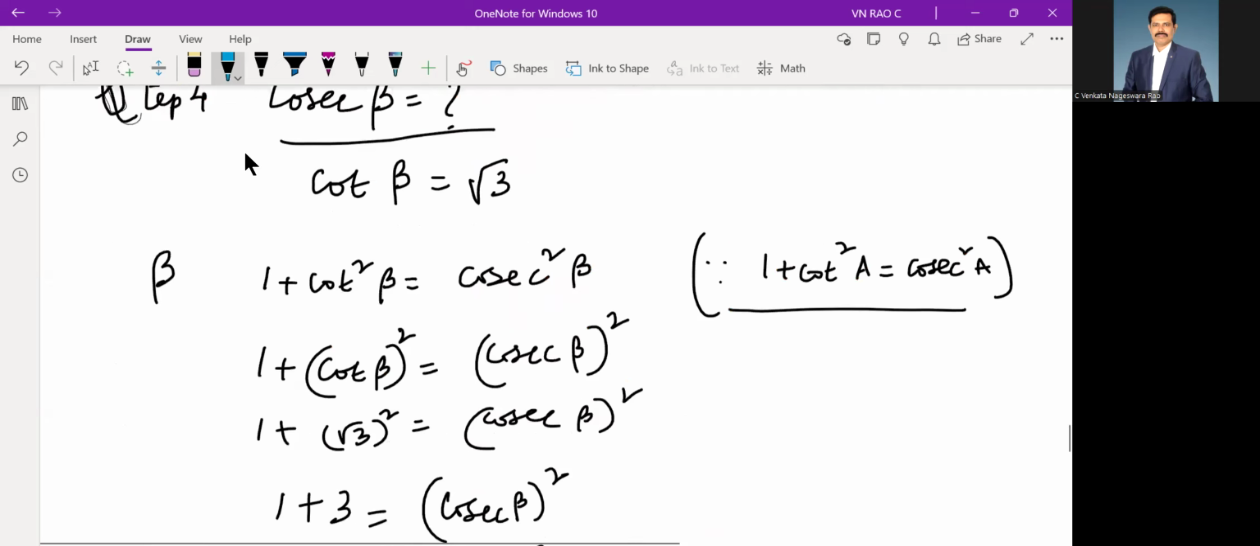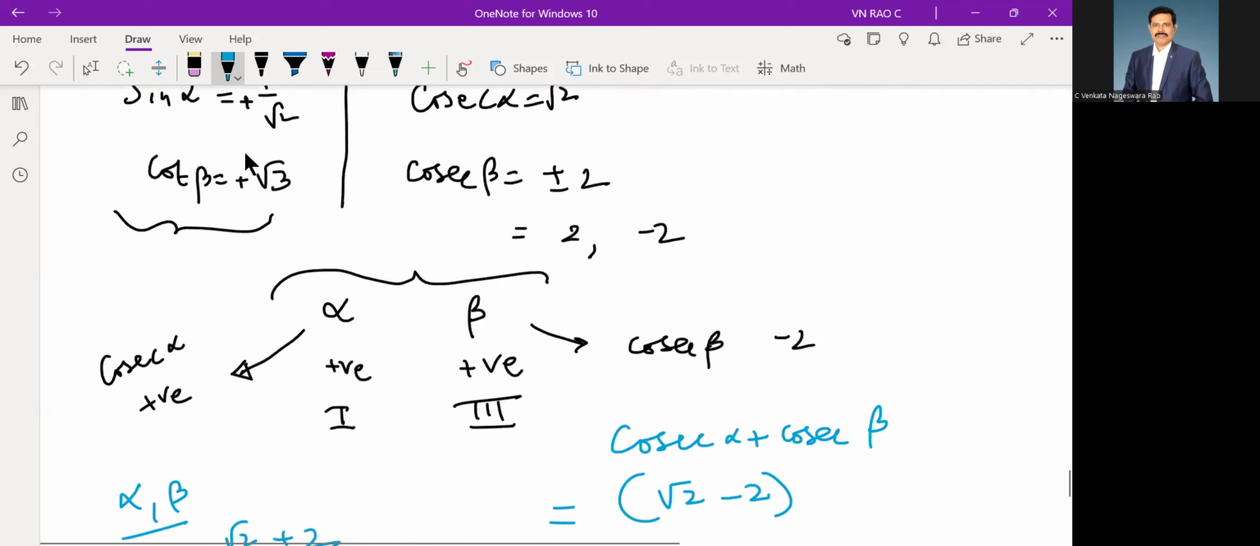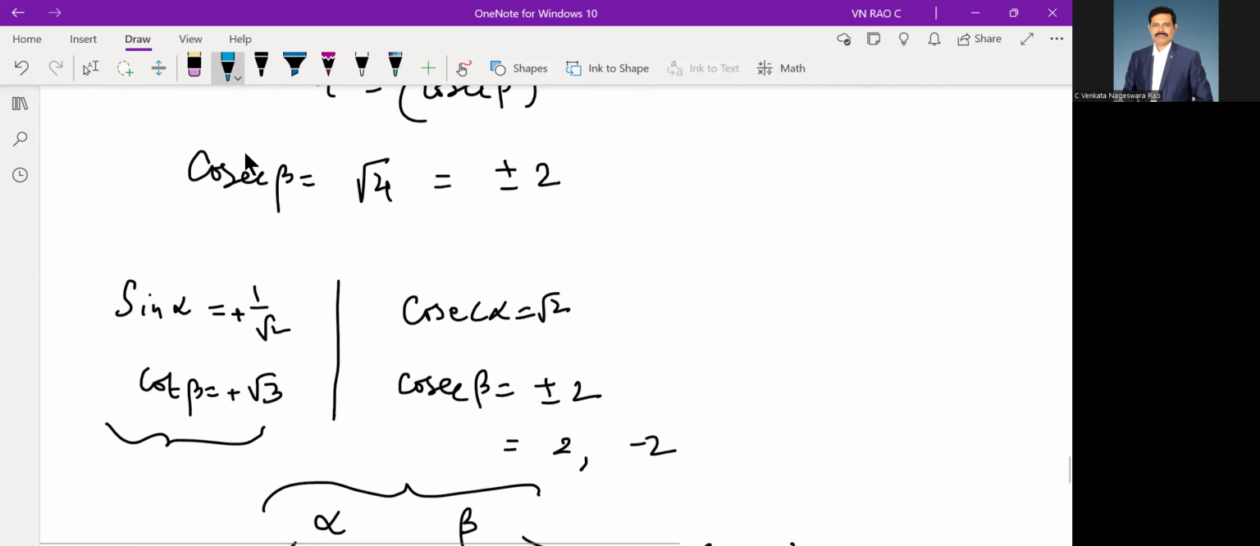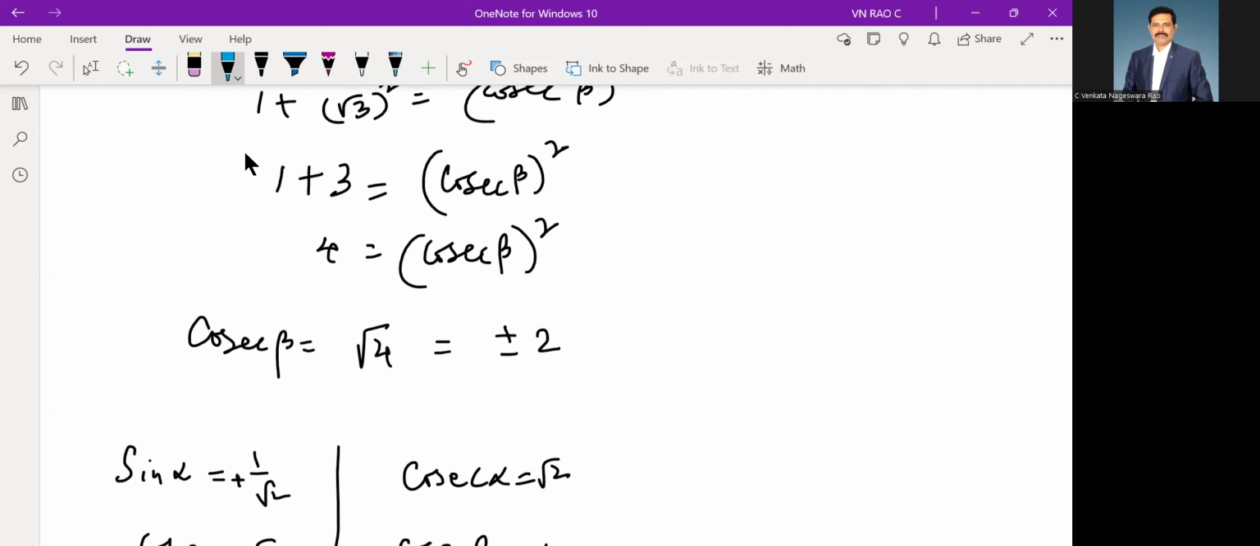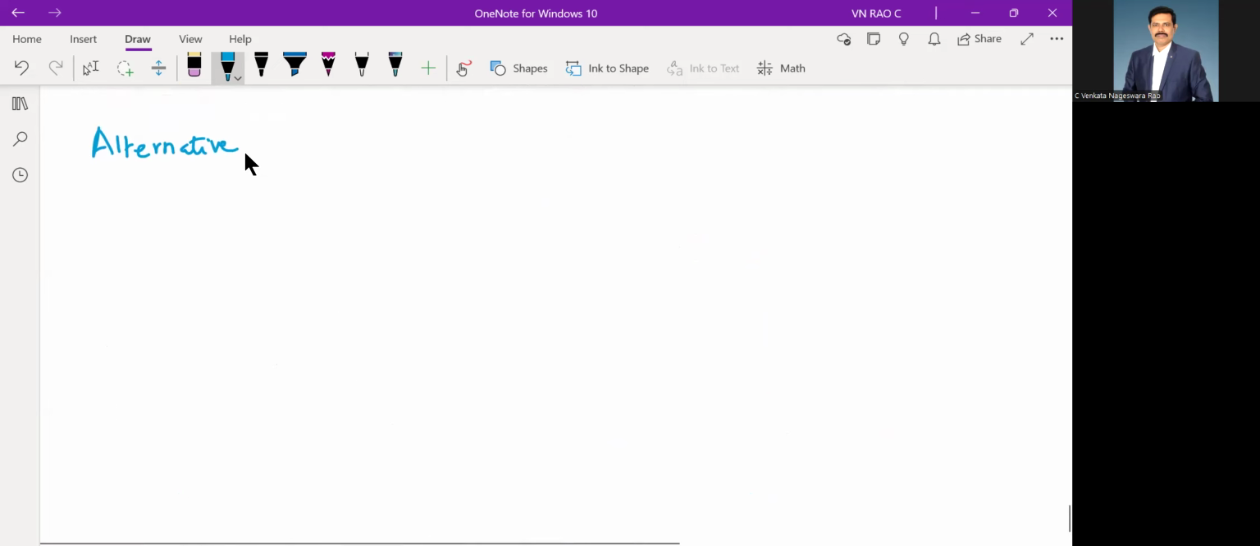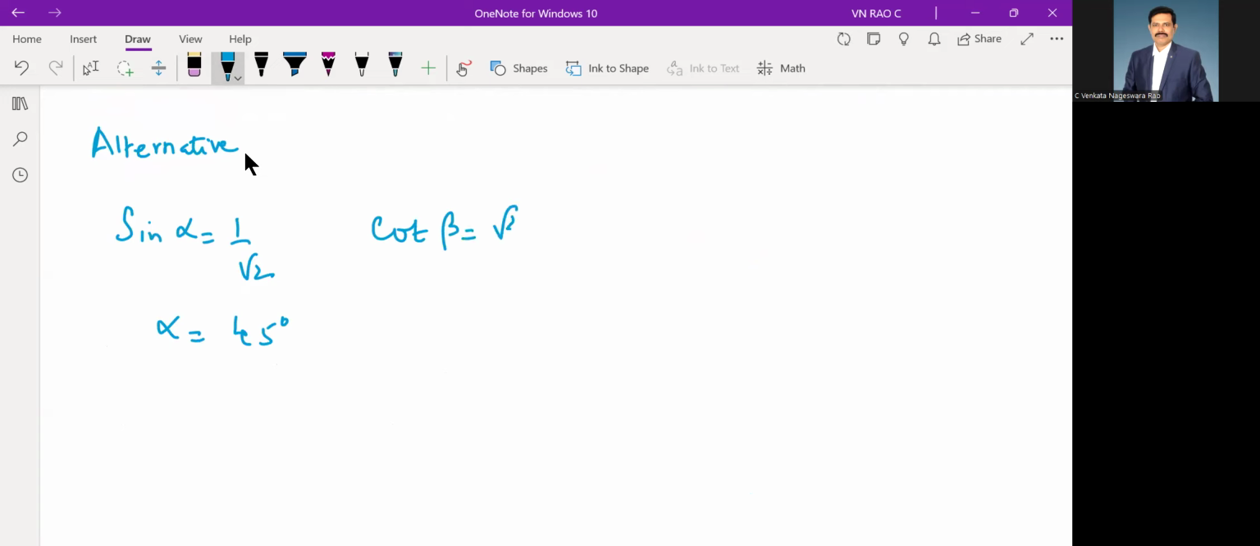How much cosecant beta did we get? 1 plus 3, 4. So let us do the alternative way. Given sine alpha is 1 by root 2, that means the angle is 45 degrees. Given cot beta is square root 3, then beta will become 30 degrees.